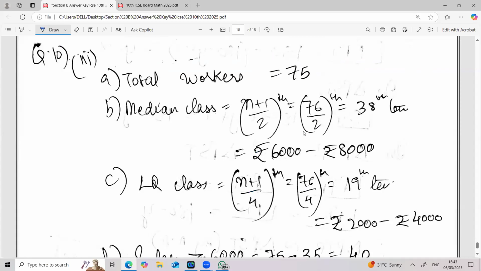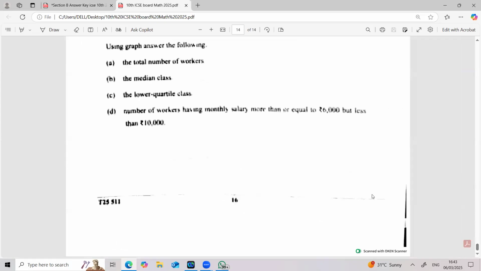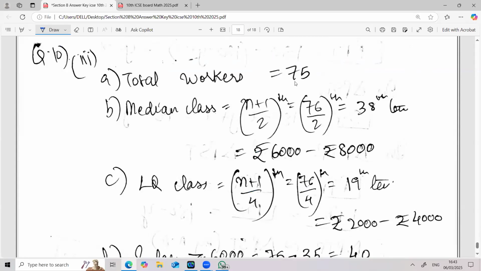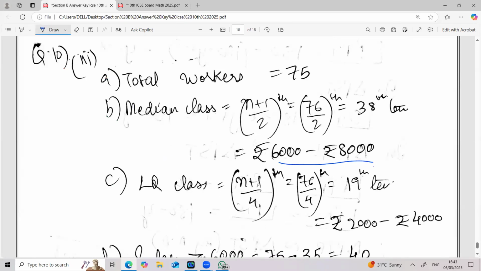Next, last one. Here, children, the graph itself was given. Okay. Total workers, don't tell me you all have written 80. See, the value stops at 12,000, 75. That means total workers are 75. Now, since we have odd number of workers, median is given by n plus 1 by 2th term. So 38th term. Now we are checking where exactly 38 will come. It is somewhere here. Okay. They anyway asked us median class. So don't worry. Median class is 6,000 to 8,000 rupees.